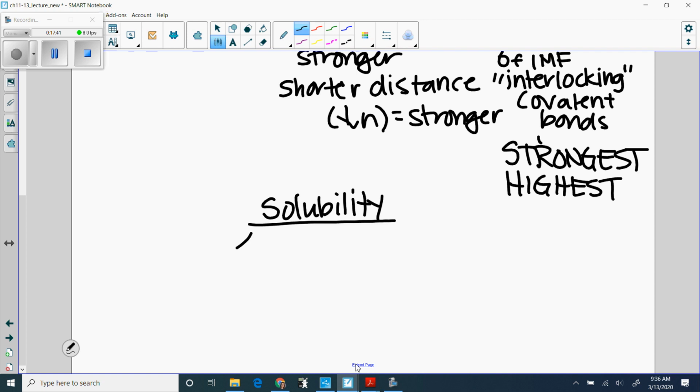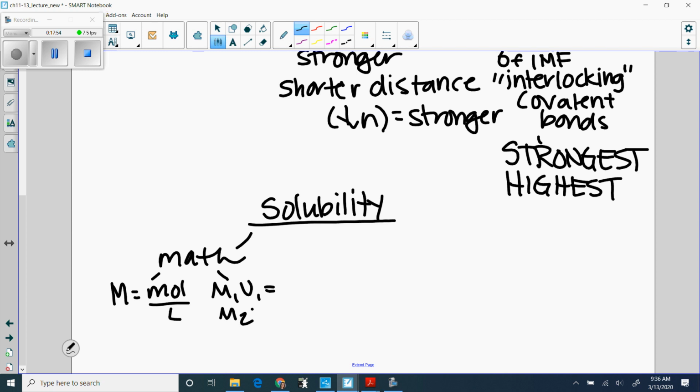The solubility math is going to be your molarity equals moles divided by liters. Just reminding you of M1V1 equals M2V2 right now. Although on our cume test, perfect, we remembered, we're fine. Okay.